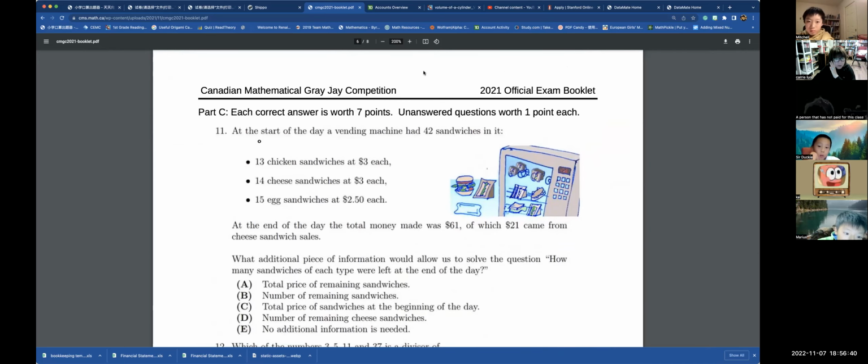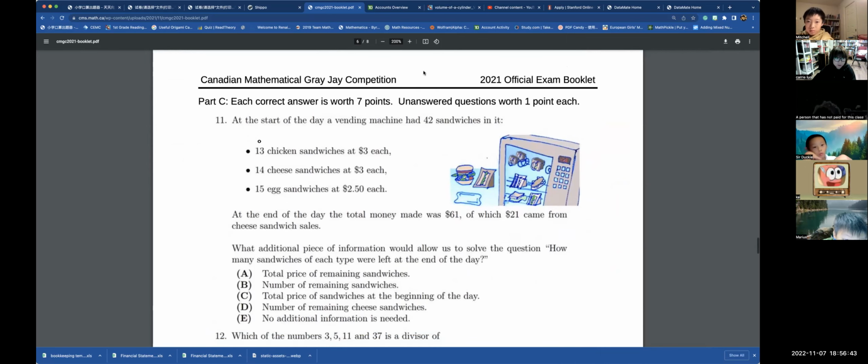Okay, it takes a long time. So the part C, if you don't know how to do it, it is totally fine. Okay, so each correct answer is worth 7 points.